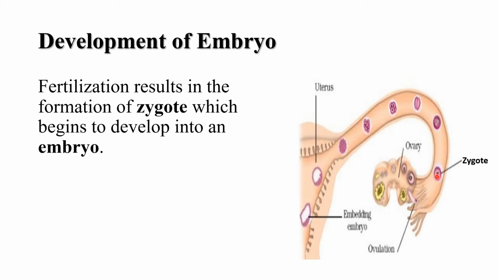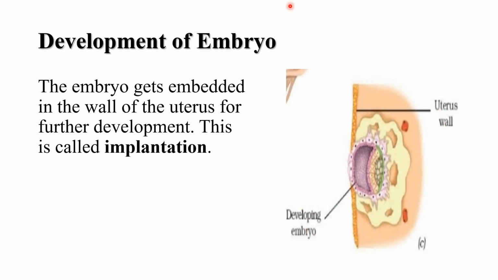After the fertilization, a new cell called zygote is formed, and this zygote further rolls down into the fallopian tube and reaches the uterus. And the embryo gets embedded in the wall of the uterus for further development, and this process is called implantation, or this is also known as the starting of pregnancy.